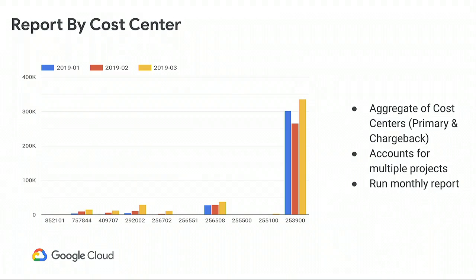A couple of sample reports we just put together out of this. Number one, we want to look at the aggregate by cost center. And we have a lot of projects that might group up under one primary cost center or chargeback cost center. So we want to be able to see how those cost centers are trending.